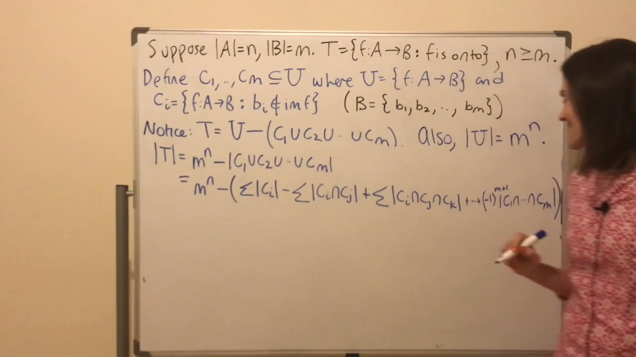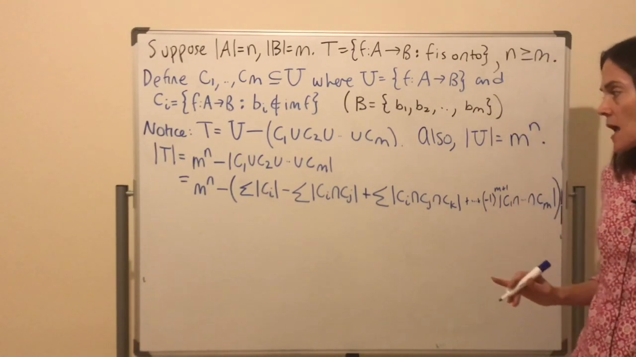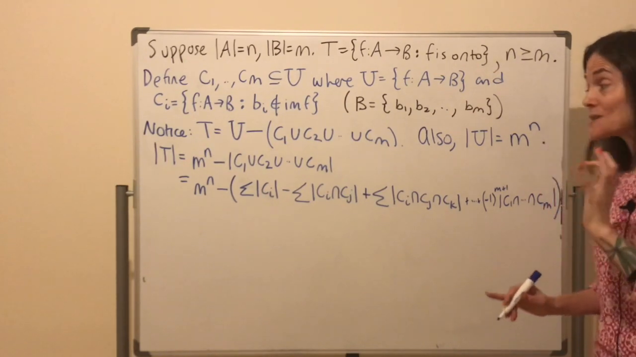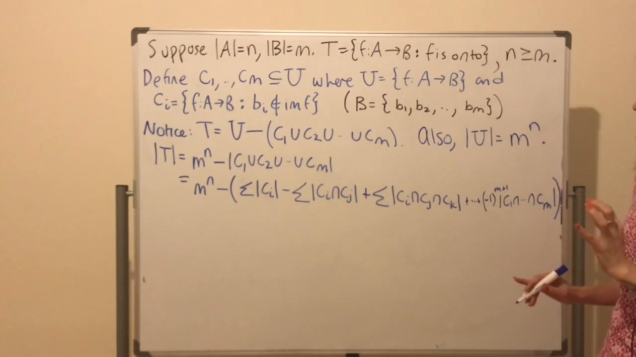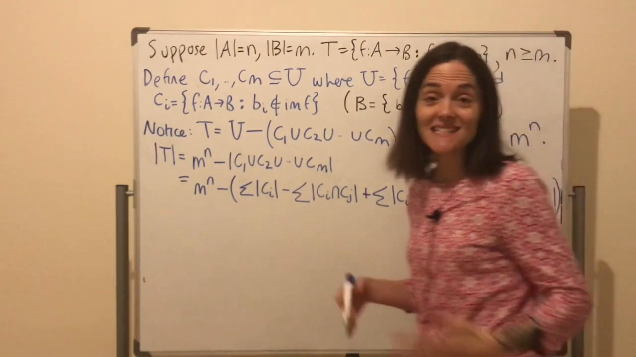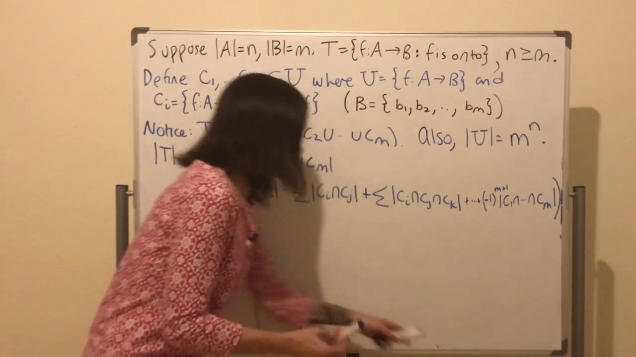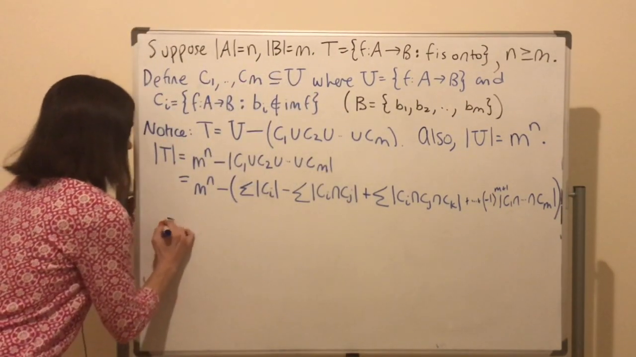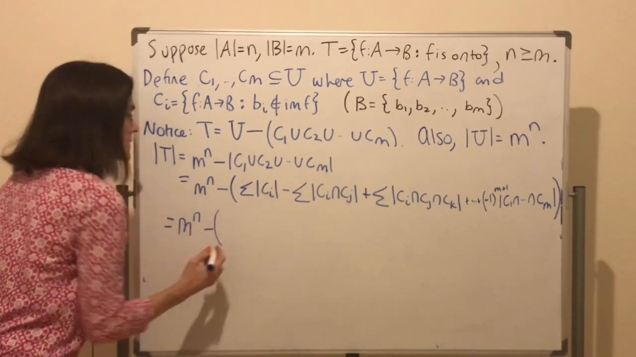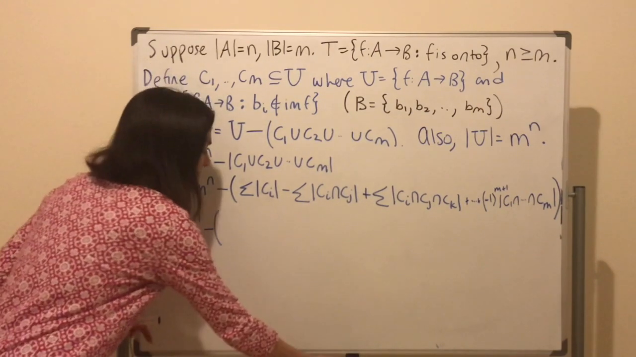Well, now comes the counting. But you see, based on what we thought about already, it's really not bad. I would say this looks more overwhelming than it is because there's a lot of indices and a lot of sums. Okay, so here we go. Let's start counting. m to the n minus big parentheses. Okay, we're going to go one by one and think about these.